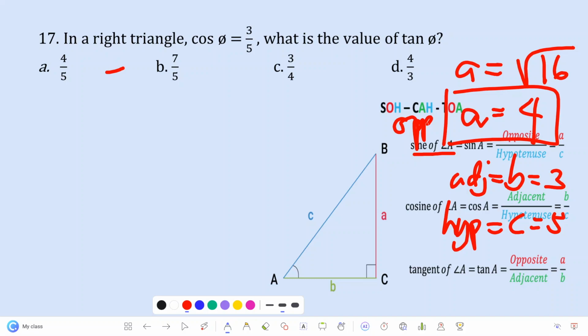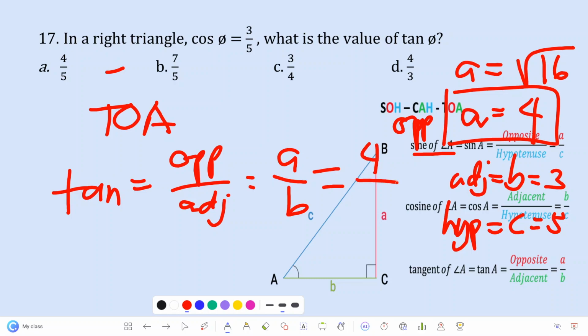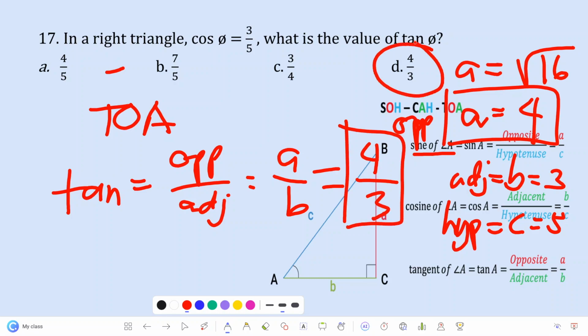Ngayon, anong pinapahanap sa atin? Ang pinapahanap sa atin ay tangent theta. Ano nga ba ulit ang formula ng tangent theta? In SOHCAHTOA, that is TOA. So that is tangent is equal to opposite over adjacent. O kung sa letters naman, ito ay a over b. So, here, what you need to do is just to substitute. Ano ba ang a natin? Ang a natin is 4 at ang b natin is 3. So, you have 4/3 as your final answer which is letter D.